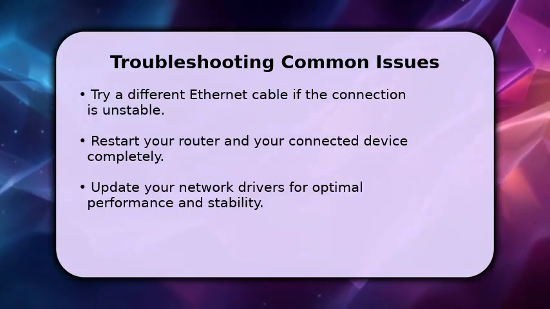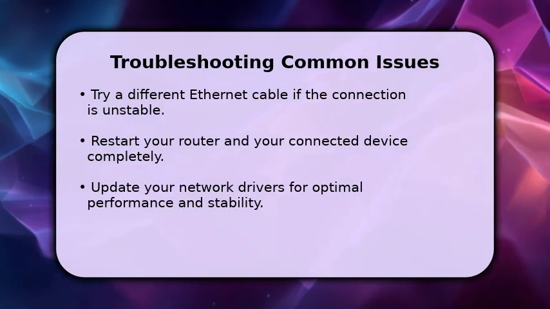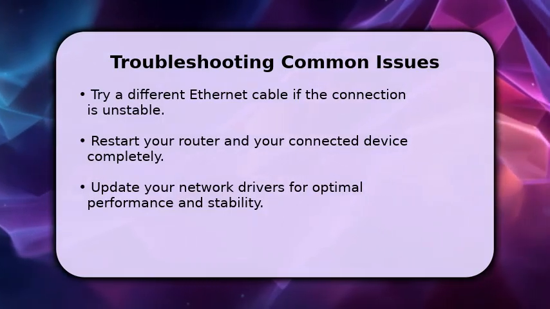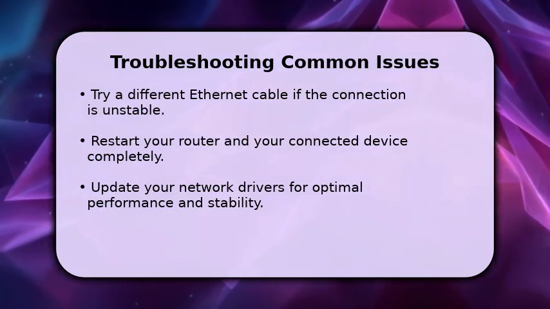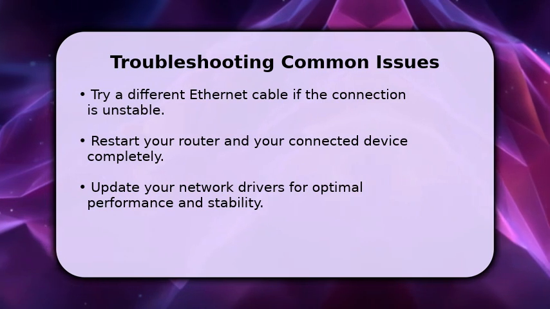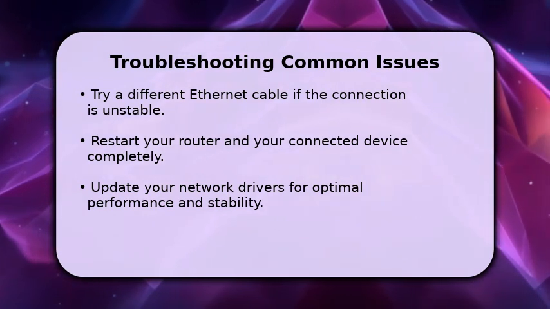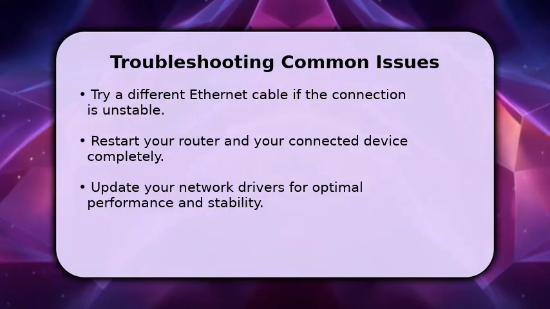First, try swapping out your Ethernet cable for a new one, as cables can sometimes be faulty. Next, perform a full restart of both your router and the device you're trying to connect. This often resolves minor glitches. Lastly, ensure your device's network drivers are up to date, as outdated drivers can sometimes prevent a stable connection. These steps usually fix most common problems.